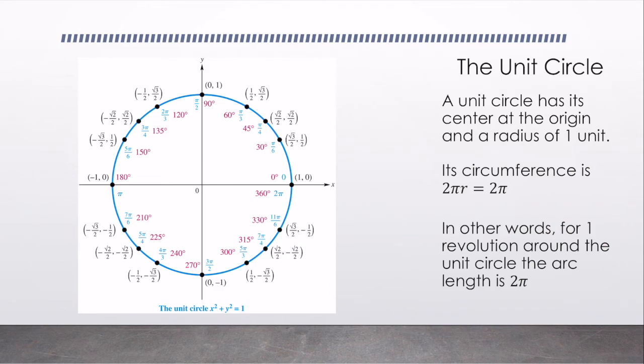So here's our unit circle, fully filled out, so you have it and can check your work. A unit circle has its center at the origin, its radius is 1 unit, and its circumference, which normally for a circle is 2 pi r, in this case is just 2 pi. And 1 revolution around the circle is our arc length 2 pi, or it's a 360-degree angle.